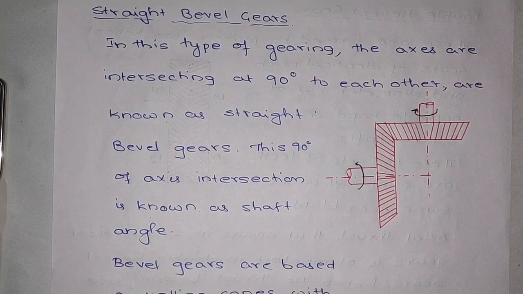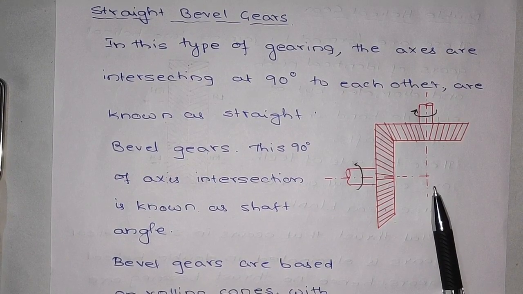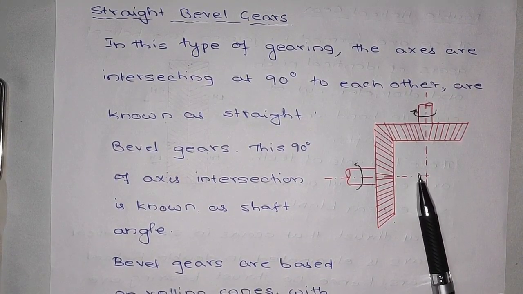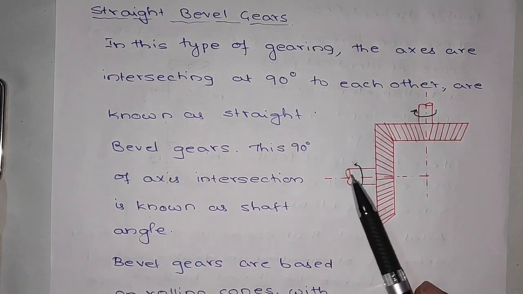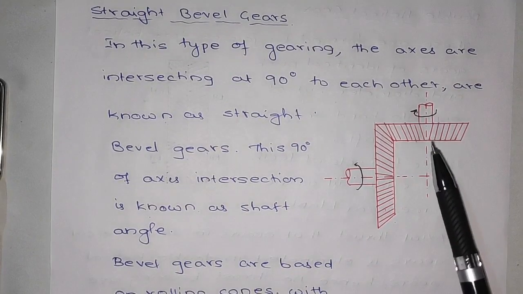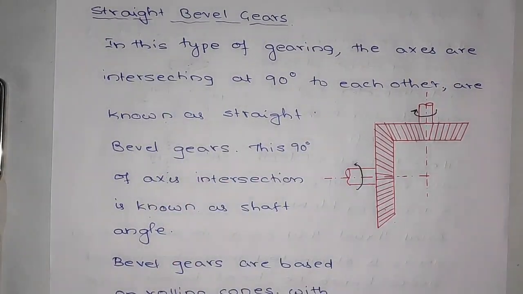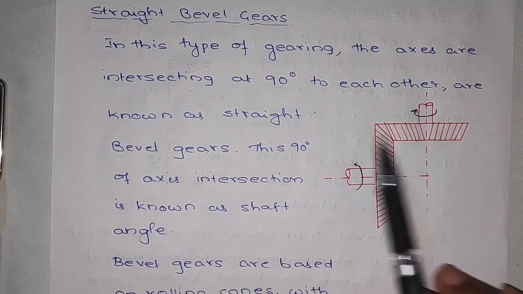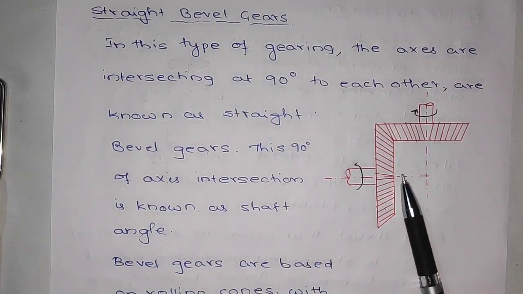So unlike the parallel shaft arrangement, now we have the intersecting shafts. So here if you see, the axis of one shaft and the other shaft is usually 90 degrees to each other and they intersect at a point. So a rotation in the horizontal direction can be transferred to rotation in the vertical direction by making use of a special type of gear arrangement. We call it straight bevel gears. So in this type of gearing, the axes are intersecting at 90 degrees to each other and are known as straight bevel gears.